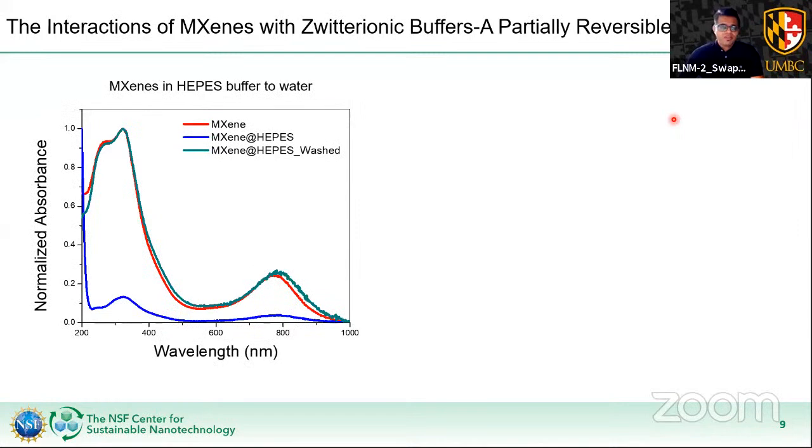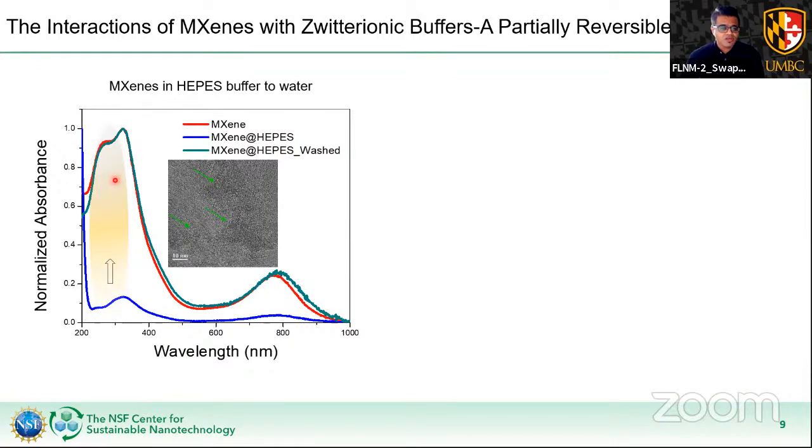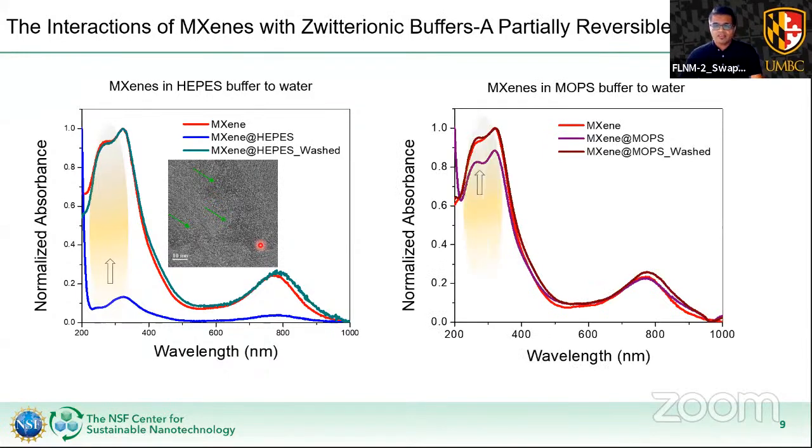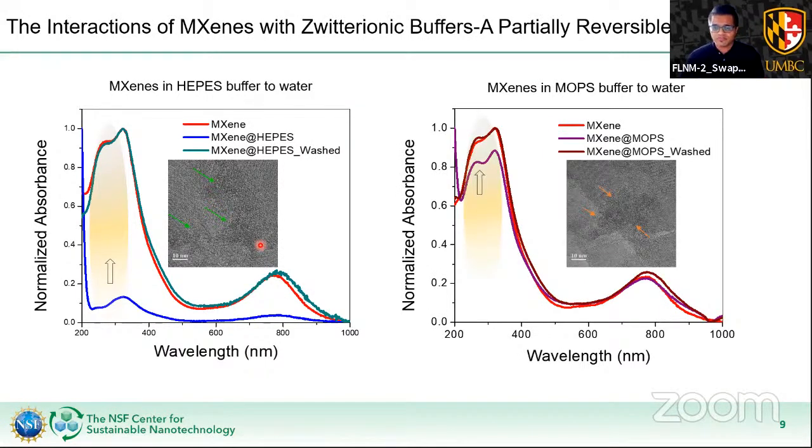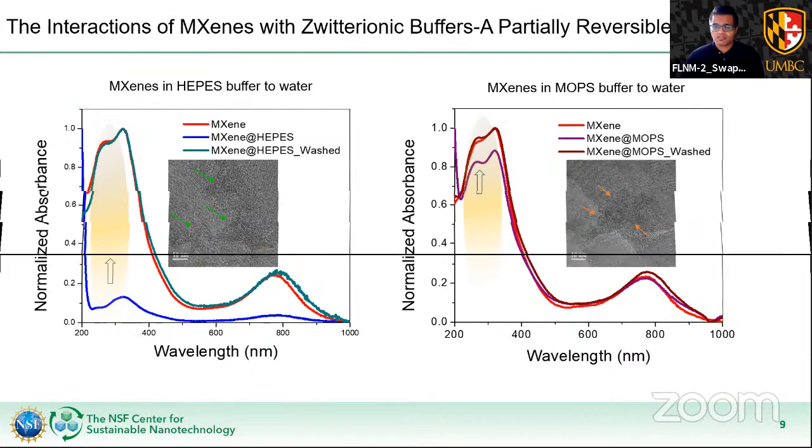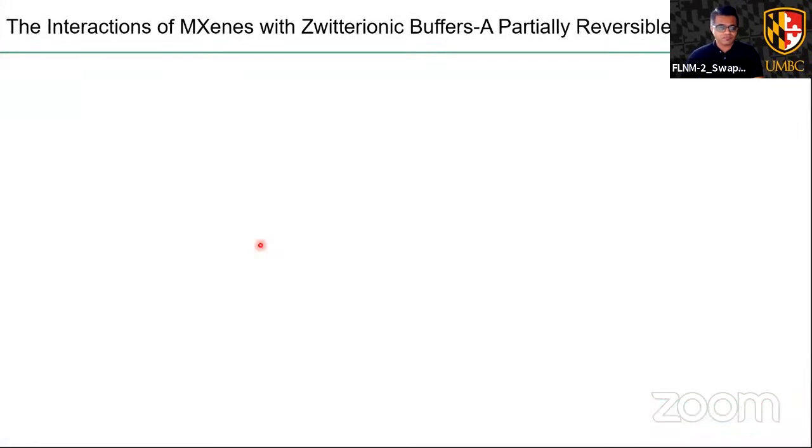Now, our preliminary understanding is that when we wash these buffers back and put them back into DI water, these peaks actually retain their positions, telling us that this is perhaps a reversible process. But that's not the case, because we see some sort of pillaring that has taken place even after it is washed. And similarly, it's also the case in case of MOPS buffer. So we believe this is a case of partial reversibility and not complete reversibility.